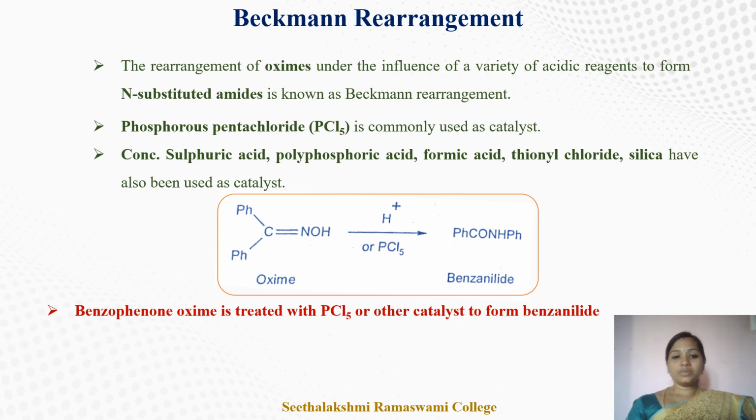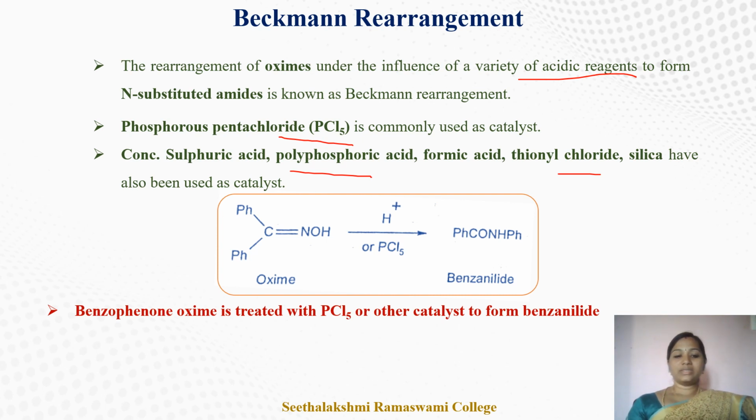So the rearrangement of oximes under the influence of a variety of acidic reagents to form N-substituted amides is known as the Beckmann rearrangement. So usually phosphorus pentachloride is commonly used as catalyst. Other catalytic reagents that are used for this Beckmann rearrangement are concentrated sulfuric acid, polyphosphoric acid, formic acid, thionyl chloride, and silica.